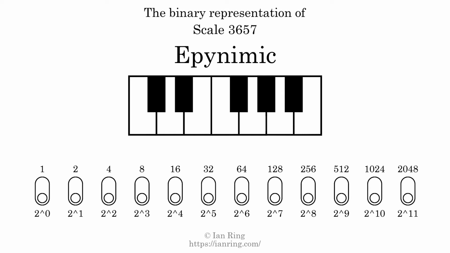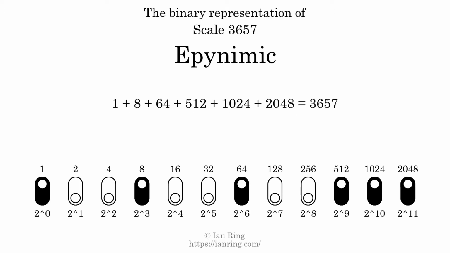The binary representation of this scale is determined by mapping tones of the scale to binary digits. Each binary digit represents a power of 2. To get the scale number, we add the powers of 2 together. The powers of 2 that are present in the scale, all added together, equals 3657. That is why the scale number, in decimal, is 3657.